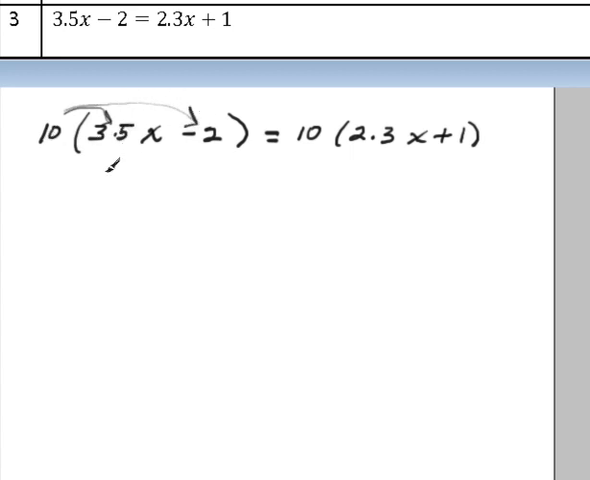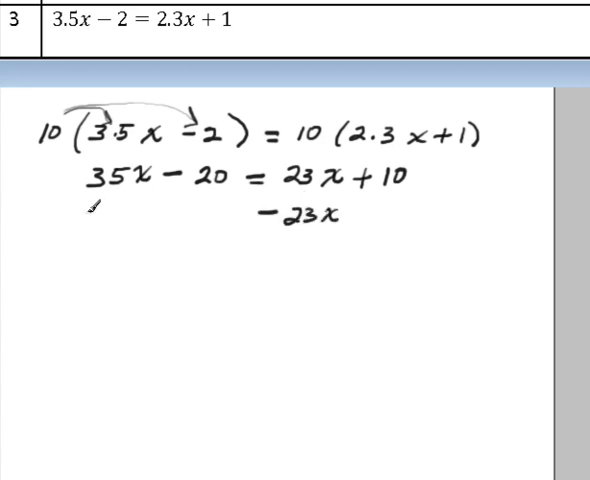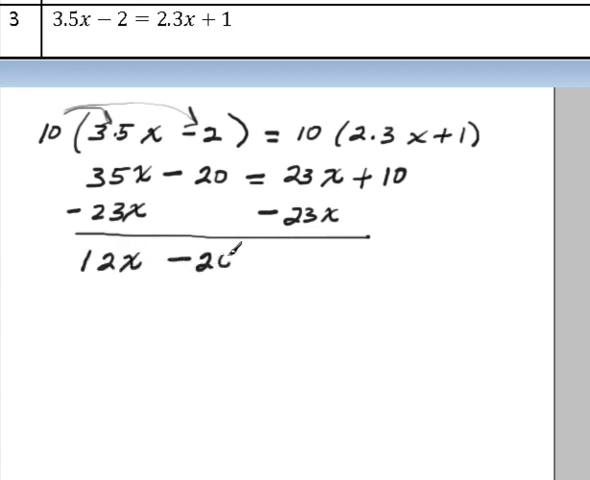So we have 10 times 3.5, that's 35x, minus 2 times 10, minus 20, is equal to 10 times 2.3, 23x, plus 10 times 1, plus 10. Okay, now we'll gather together the x terms. We'll subtract 23x from both sides. So we have 12x minus 20 is equal to 10, and add 20 to both sides.